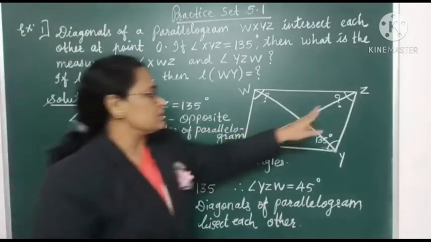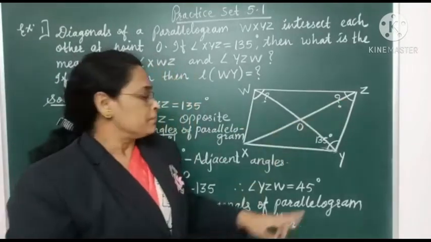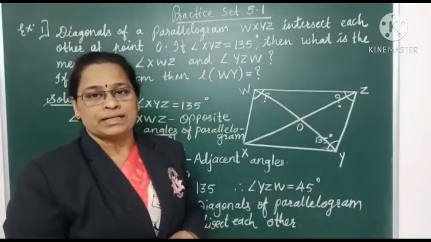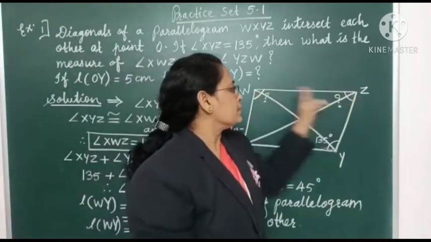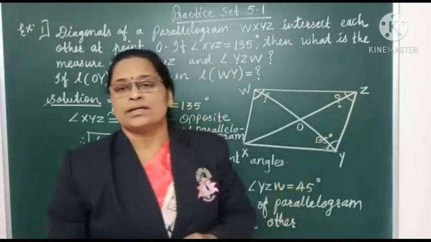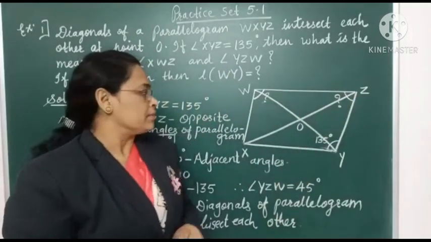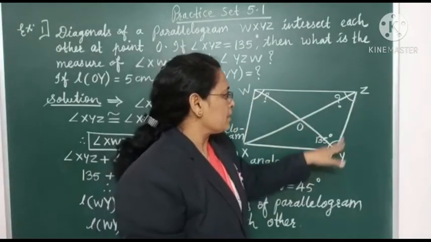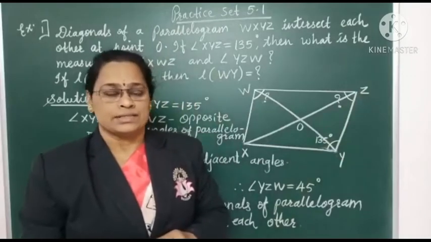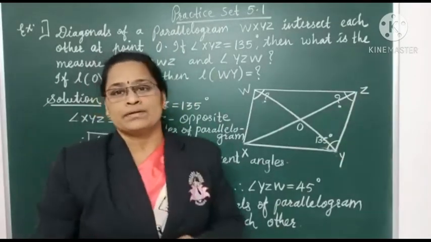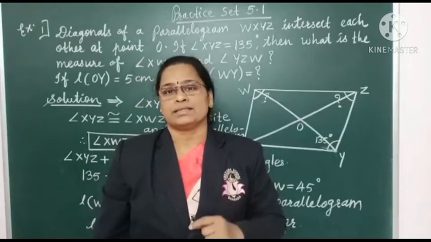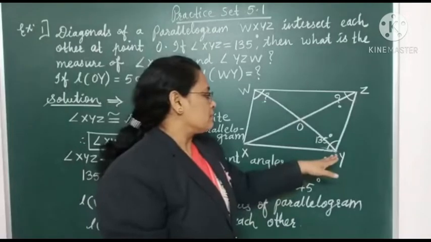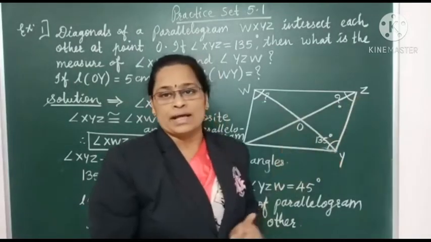Now we have to find angle Z. If you see in the diagram, angle Y and angle Z are adjacent angles. Similarly, angle W and Z are also adjacent angles. You can use any pair of adjacent angles because you know both of these angle measures. Suppose we consider Y and Z. The property of adjacent angles is that they are supplementary, which means their sum is 180 degrees.